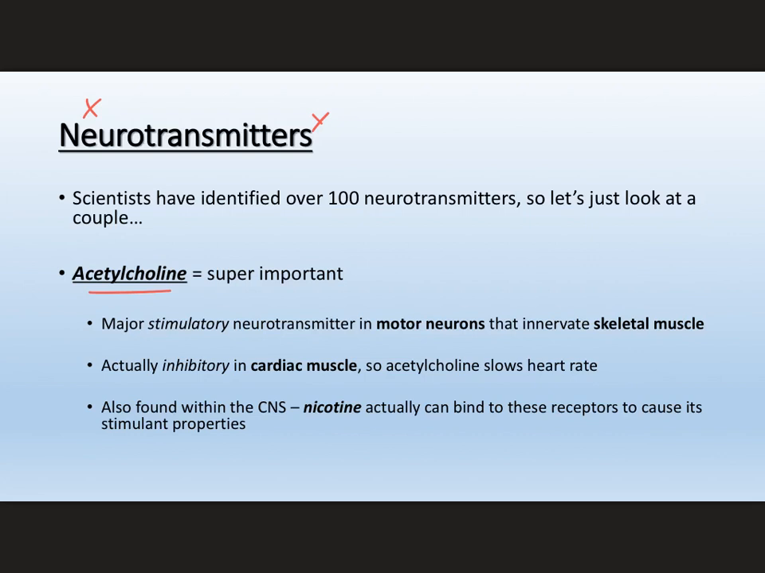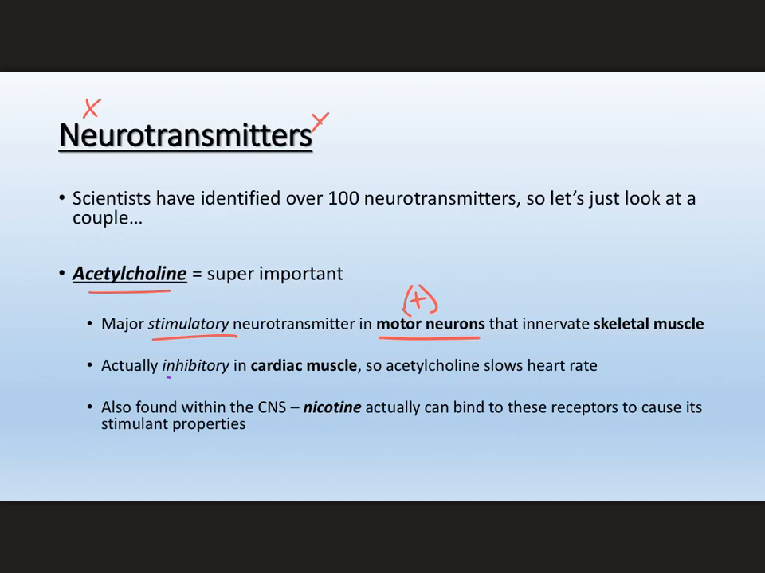Acetylcholine is important, and acetylcholine actually was the subject of, I think, our first bonus practice FRQ of the year a long time ago, which wasn't so much about the nervous system as it just was about sort of general cellular things. But acetylcholine is your major stimulatory neurotransmitter for motor neurons in your muscles. So acetylcholine is what you typically use to cause your muscles to contract.